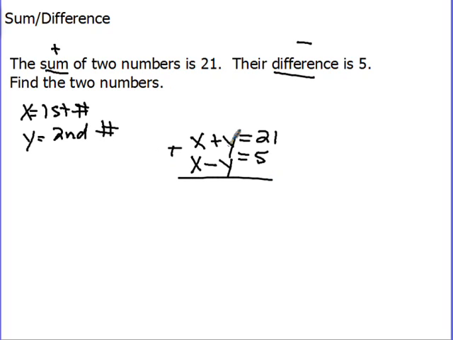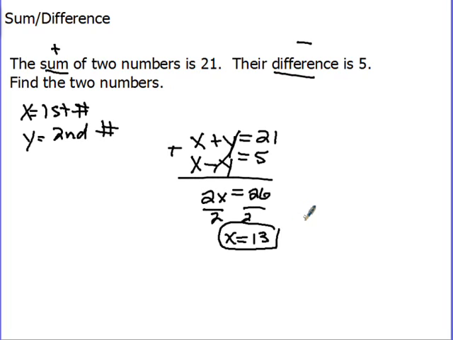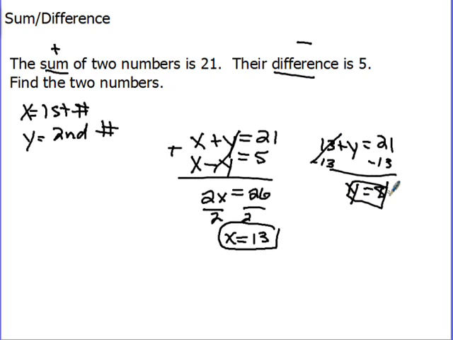Add them together, what's x plus x? 2x. 21 plus 5 would give me 26. Divide by 2, so x would equal 13. That's the first number. How would I figure out the second number? Well, we would just have to plug it in to either equation. Remember, I like to plug it into the plus one. So we would say 13 plus y equals 21. Subtract 13. So y equals 8. So my two numbers are 8 and 13.